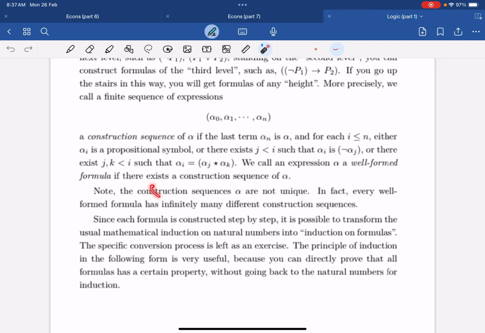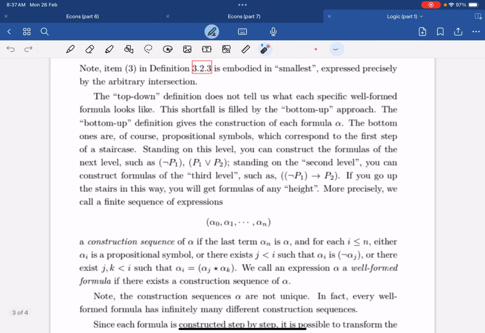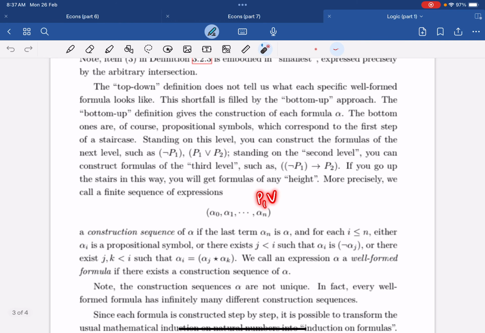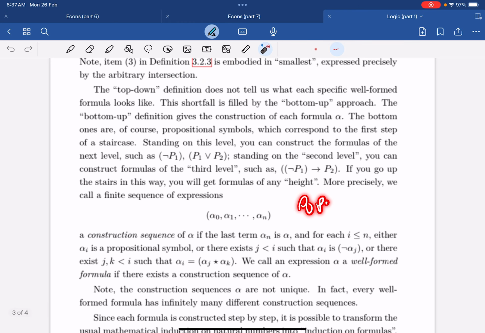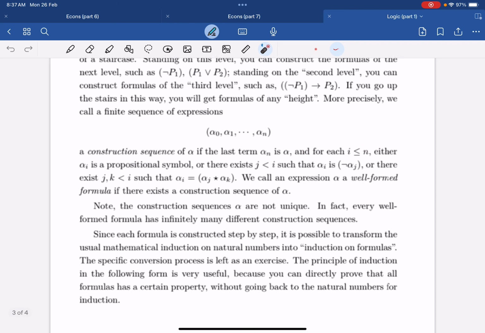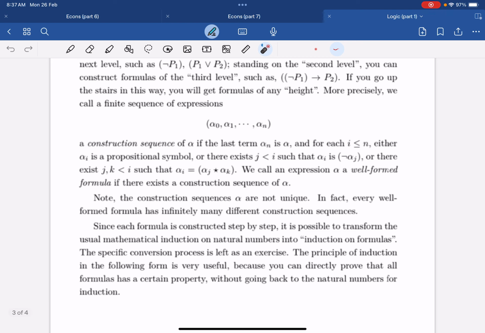And what is to note is that because of this definition, the construction sequence will not be unique. Because, let's say this is P1 and P2, with P1 here, P2 here, P3, P4, it's actually the same as having an expression formula with just P1, then not P1, and then alpha, which is P1 or P2. So you can see how it does not need to be unique, and there can be infinitely many different sequences.